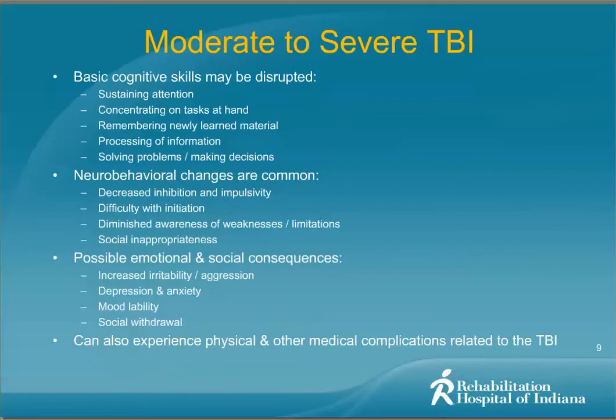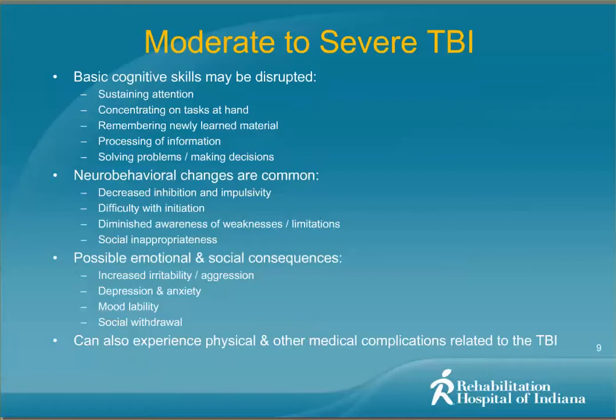With moderate to severe TBIs, it's very common for them to have more lasting effects and changes in multiple domains of functioning. Some basic cognitive skills may be disrupted: sustained attention, concentration, remembering new information. People will call that short-term memory. Processing of information is usually slowed, and they have difficulty solving problems and making decisions. Neurobehavioral changes are common as well.